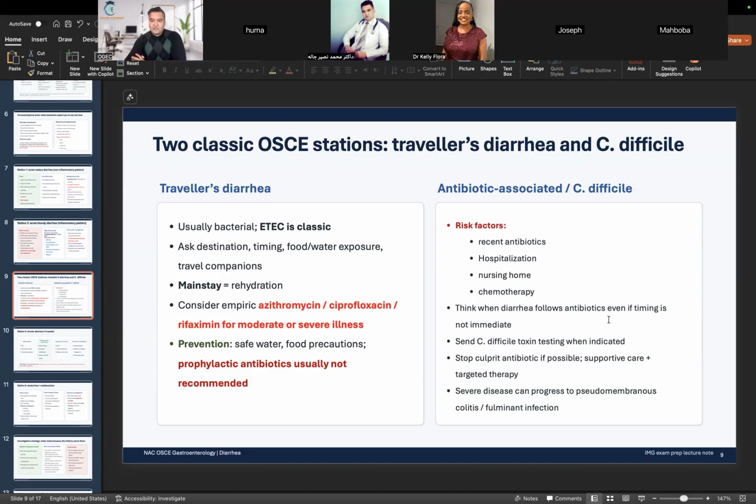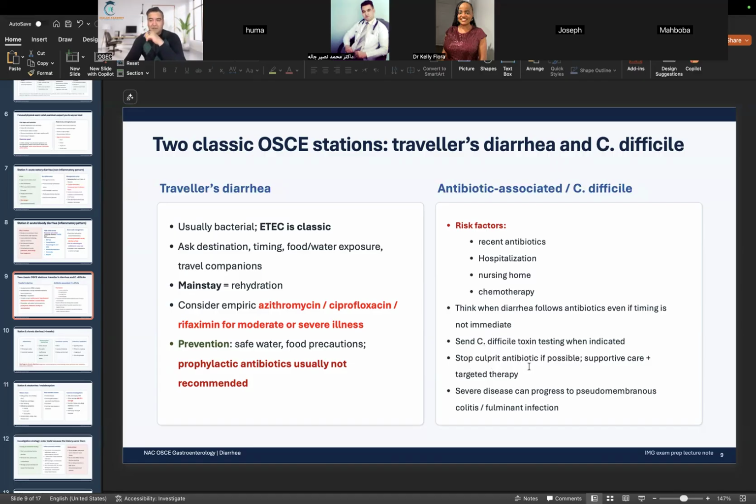Think about it when diarrhea follows antibiotics, even if the timing is not immediate. It could happen later. Send Clostridium difficile toxin test when indicated. Stop culprit antibiotics. So if the patient is taking amoxicillin and has diarrhea, stop amoxicillin, or clarithromycin, whatever it is, the culprit that caused the diarrhea, I stop it first. That is the first and mainstay of the treatment.